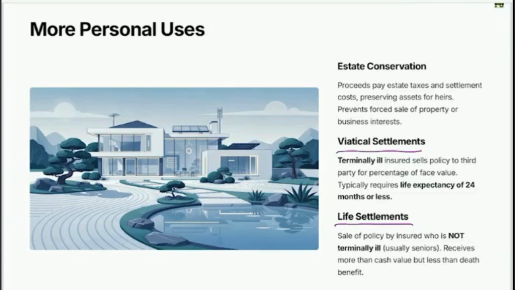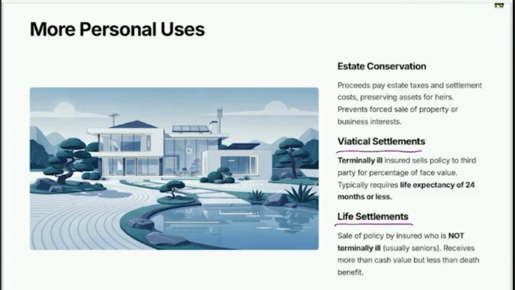A viatical settlement is if somebody is terminally ill, the insured sells their policy to a third party for a percentage of face value. Typically requires life expectancy of 24 months or less. So if you are terminally ill and expected to pass away within the next 2 years, there are certain viatical settlement brokers that will purchase the life insurance policy usually at a smaller face value.